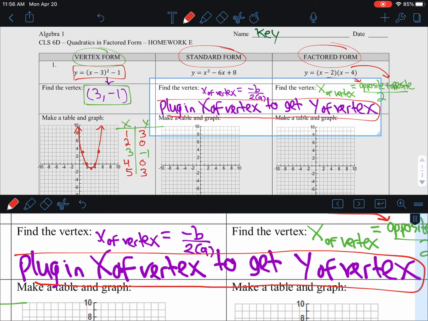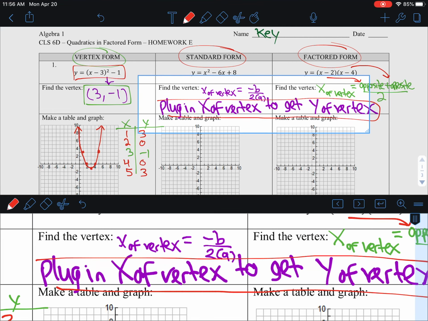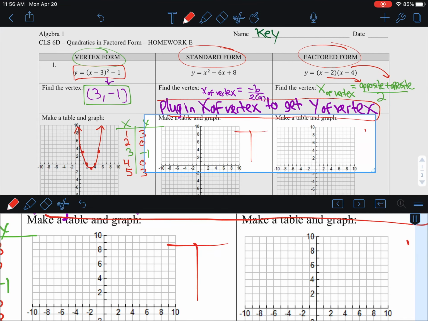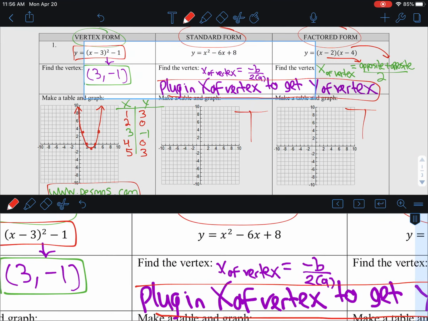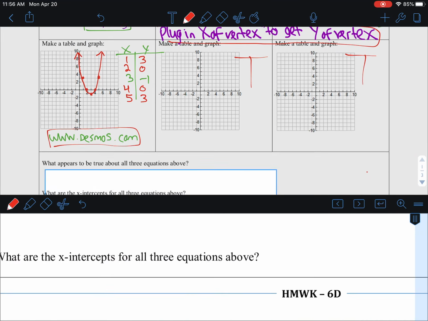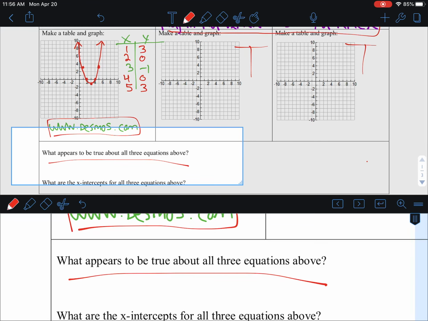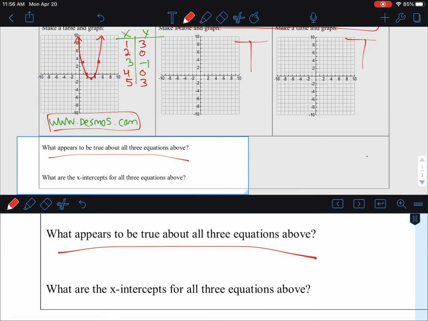So whatever number you get, make sure you plug it into the right equation, and then you go ahead and create your table. You're going to see something happening with these functions. Hopefully you recognize and make a connection of how they relate with each other, because it's important to answer this question: what seems to be true, and what are the x-intercepts for all three equations above.